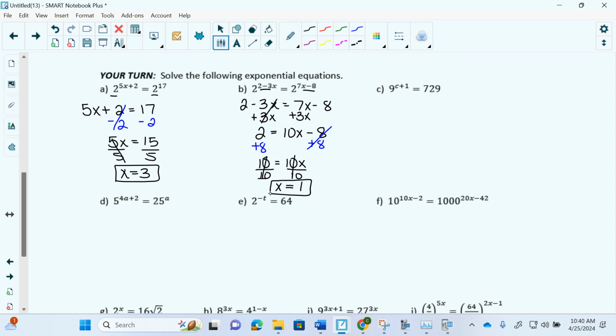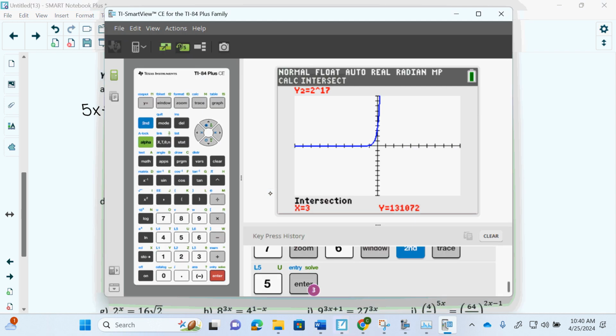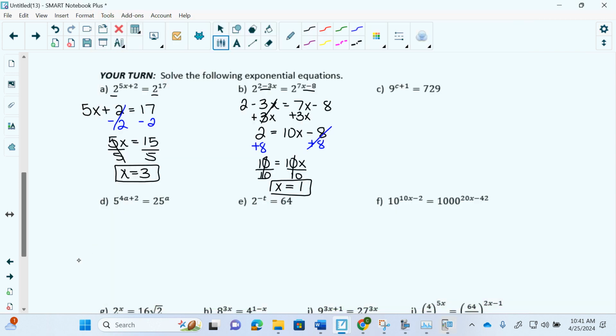So type this into your calculator. y1, y2, let's go. Remember to put your exponent in brackets if you have the older calculators. You're going to put this one, this whole thing with an x, into y1, and this one into y2. Second trace 5, enter, enter, enter. And you should get x equals 1. Then you know you're right, and you move on.